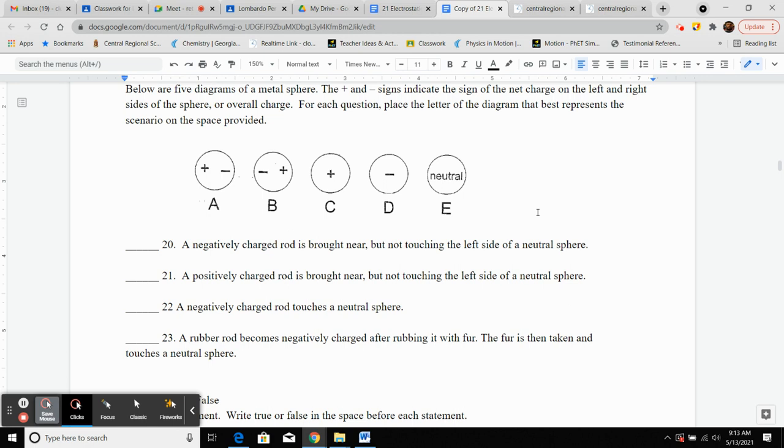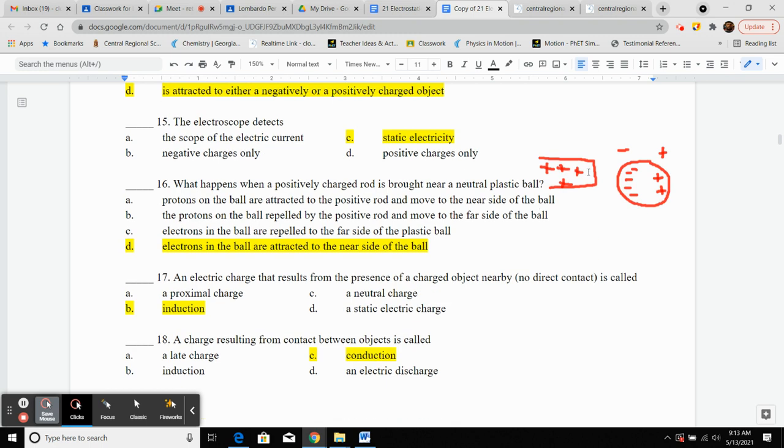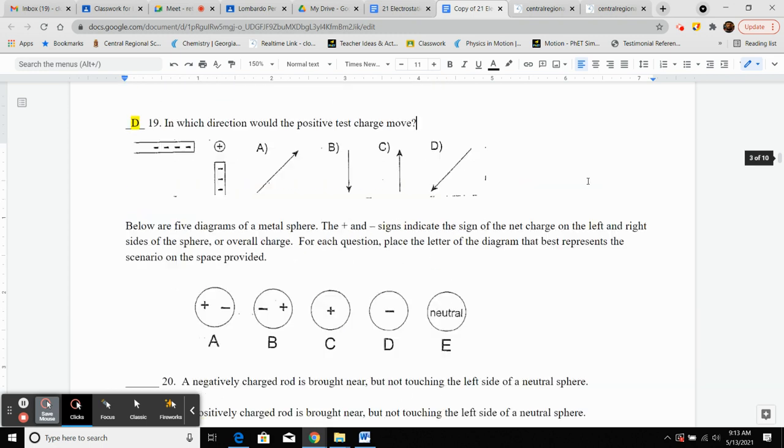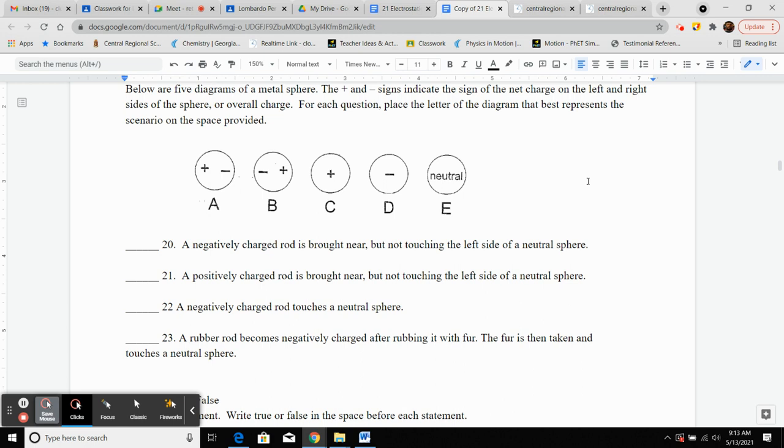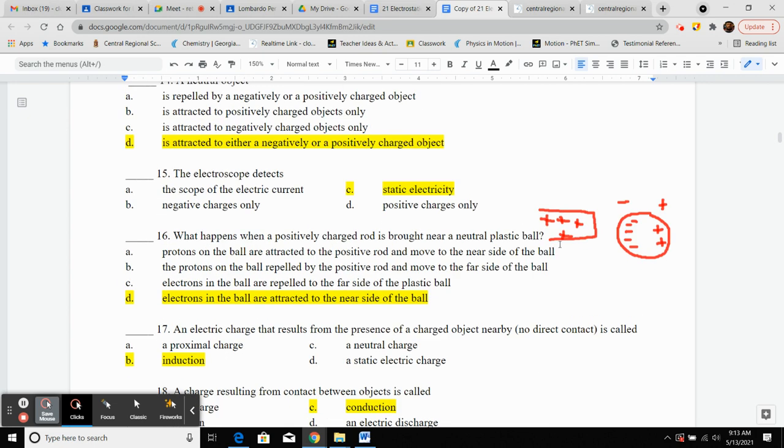We just basically did this one up here, except we did it with a positively charged rod. So if a negatively charged rod is brought near but not touching the left side of a sphere, which diagram best represents it? Positive rod is brought near but not touching the left side of a sphere. So we just did that one up here.